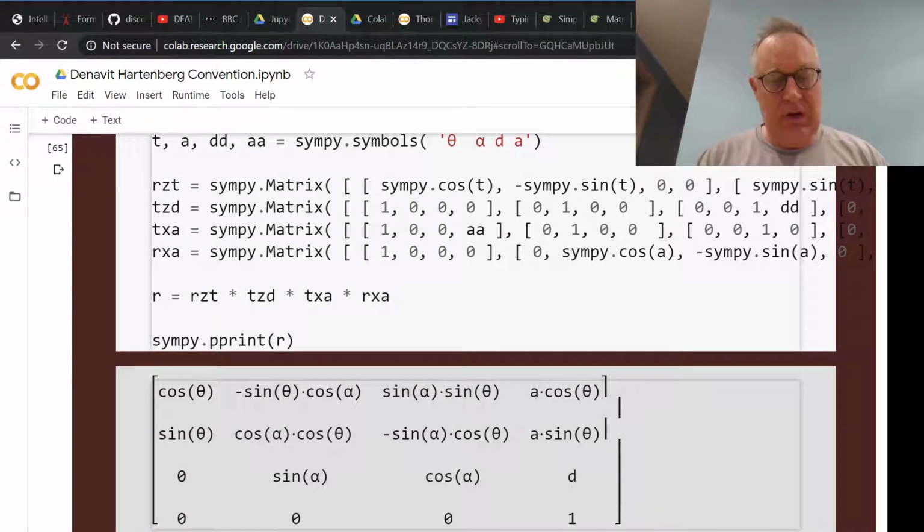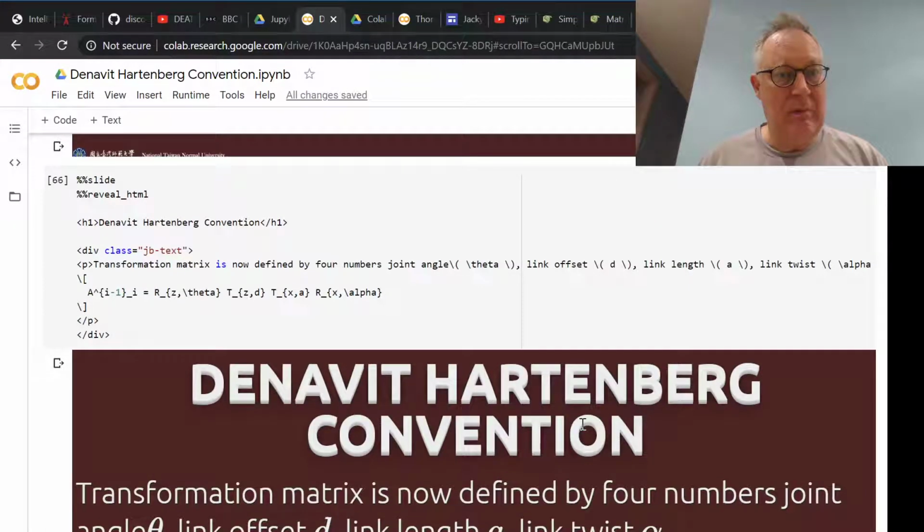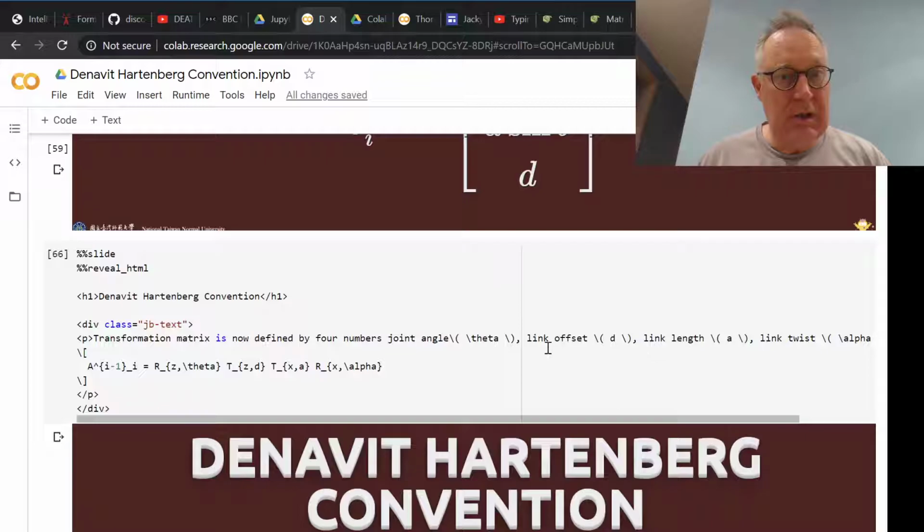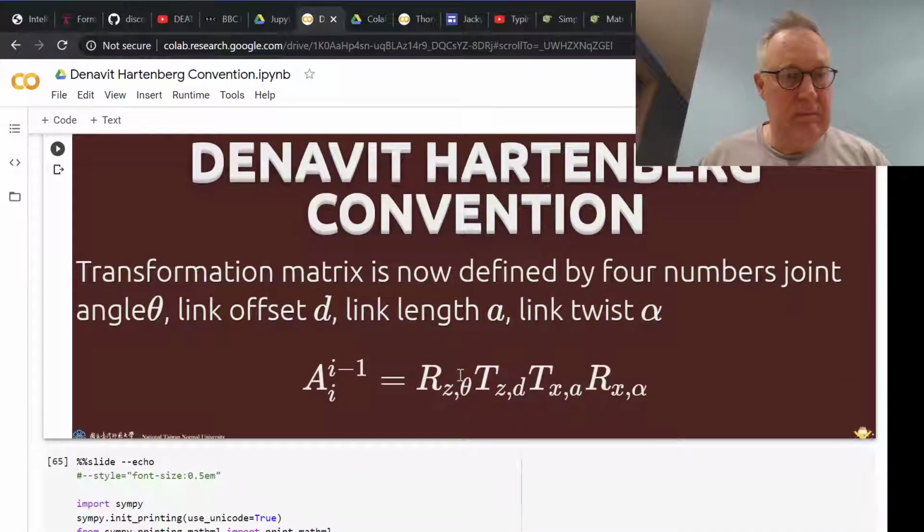So let's have a look at what these variables actually mean. Start with theta. So the joint angle theta.